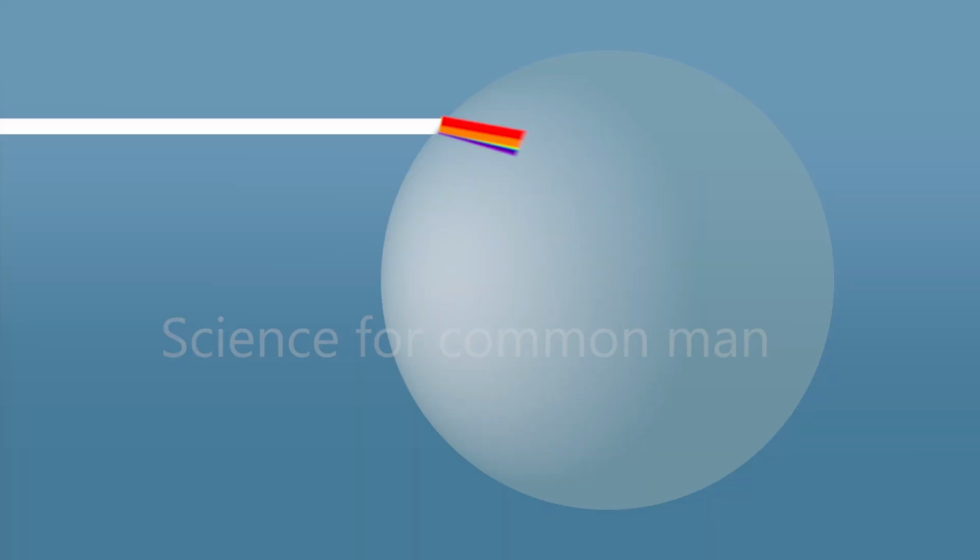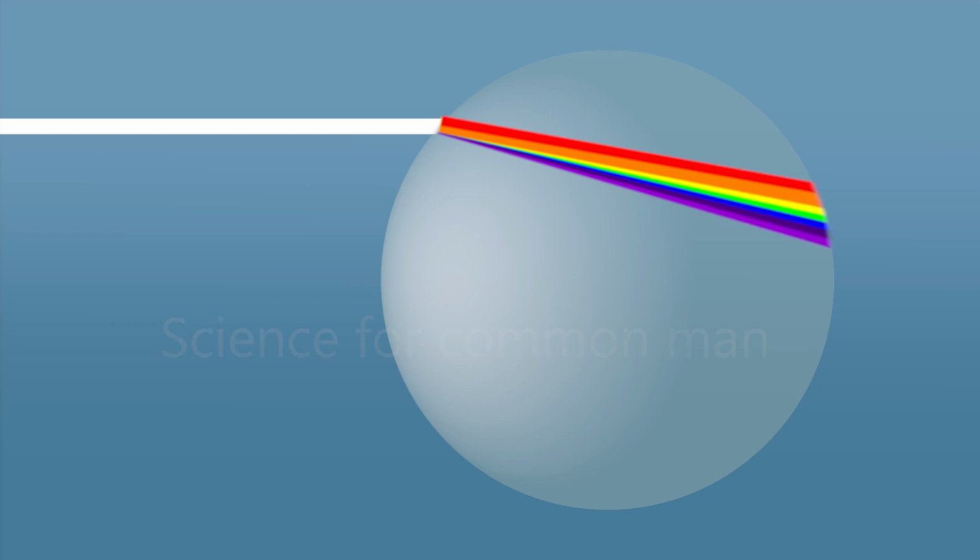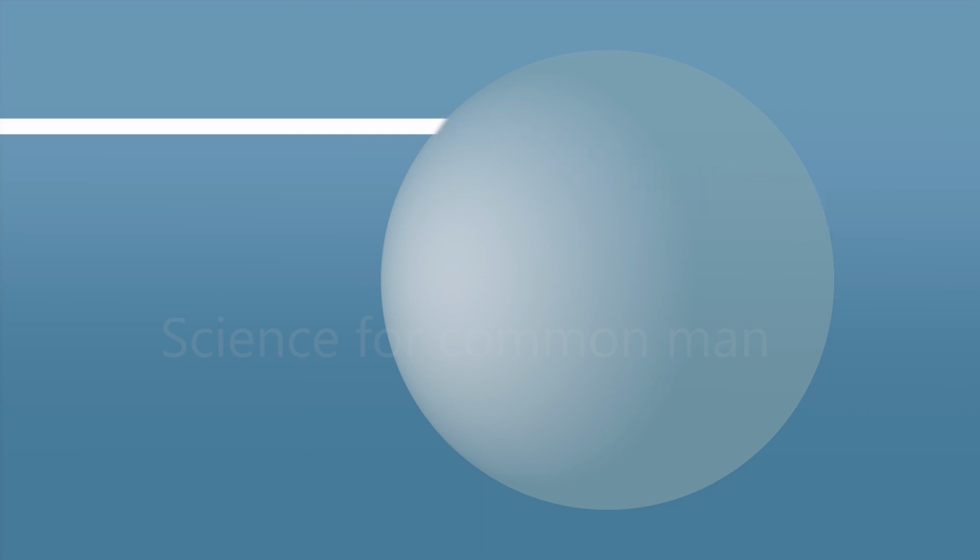Here white light disperses into different colors as we explained earlier. We know that violet has the shortest wavelength and red has the longest wavelength. So based on that, violet bends to the maximum and red light bends to the minimum.